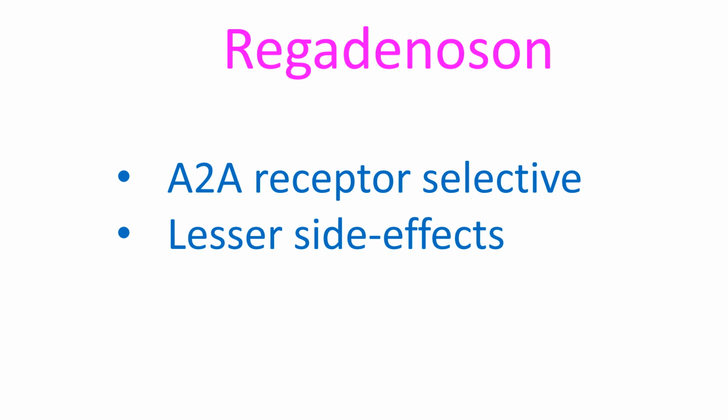Dobutamine increases the heart rate and myocardial contractility, thereby increasing the workload of the heart. Adenosine dilates the non-diseased coronary vessels and produces coronary steal, diverting blood flow from the diseased regions. Regadenoson is a newer vasodilator agent which has selective action on A2A receptors and lesser side effects.